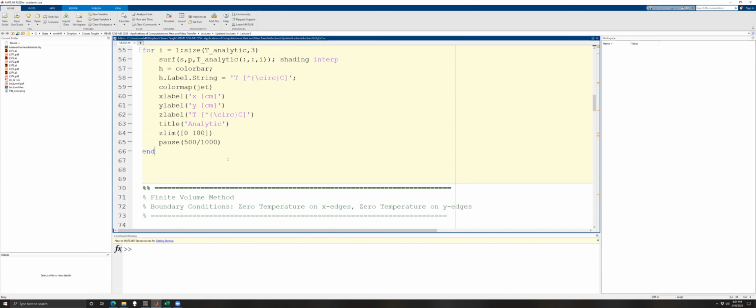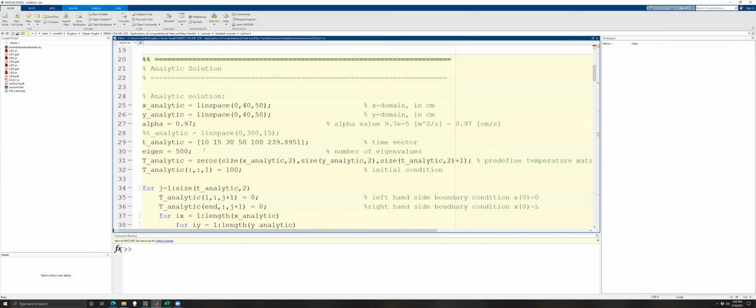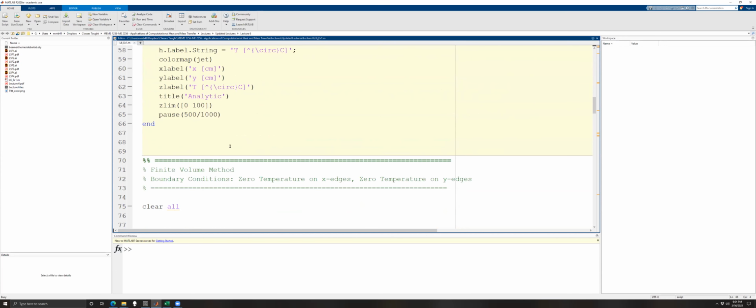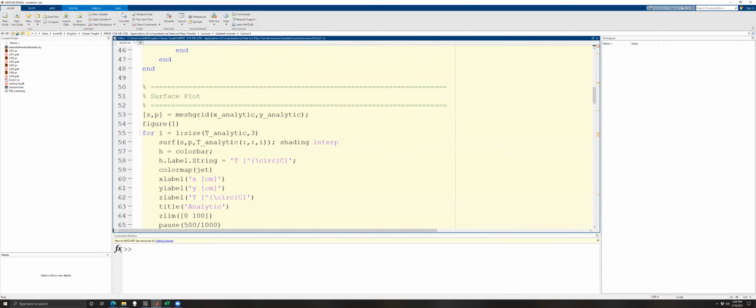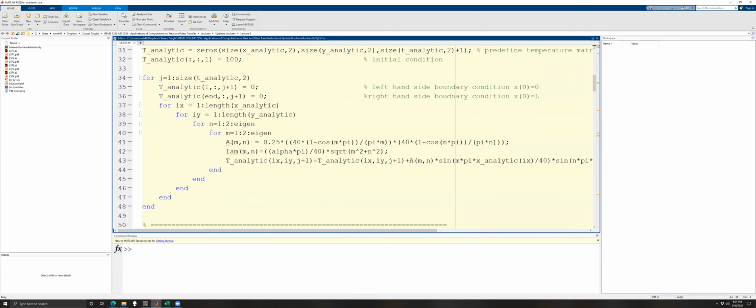You can evaluate this particular solution just by coming down into your blue region and hitting Control-Enter on your keyboard. It'll take a moment. There's quite a few eigenvalues that are summed over in this particular situation. We'll get a surface plot of what the analytic solution will look like. Then we're going to talk about the implementation of the finite volume method and see what that solution looks like.